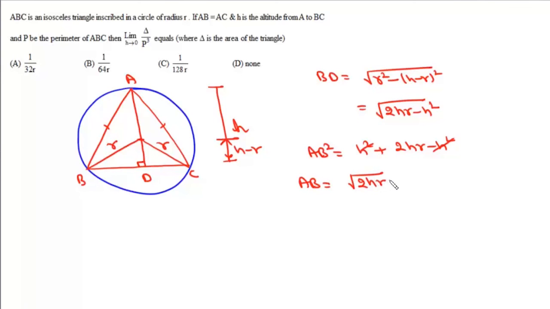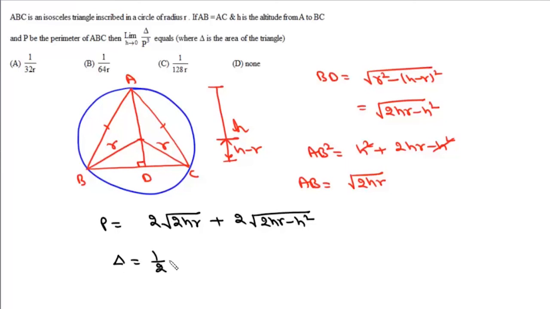2hr. Now once we have all this, we can write the perimeter of this triangle. Its perimeter will be 2 times AB, which is root 2hr, plus 2 times BD, which is 2 times under root of 2hr minus h square. Now we'll also write the area of this triangle. The area will be simply 1 by 2 h into 2 times BD, so it will be h into under root of 2hr minus h square. Now this 2 and 2 will cancel.